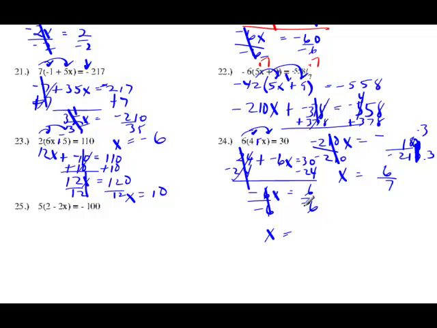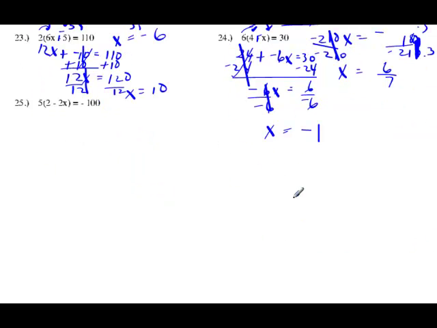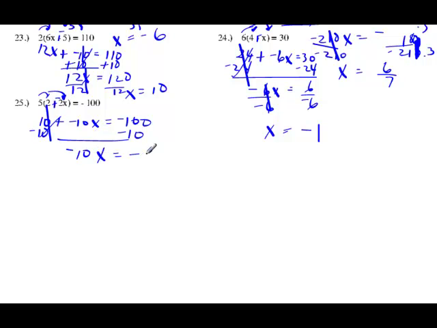Positive divided by negative is a negative. 6 divided by 6 is 1. And finally, one left. So there's my subtraction. So if you say change opposite, so distributive property. 5 times 2 is 10. 5 times negative 2x is negative 10x. That equals negative 100. There's my two-step equation. Opposite 10, negative 10. So negative 10x equals negative 110.